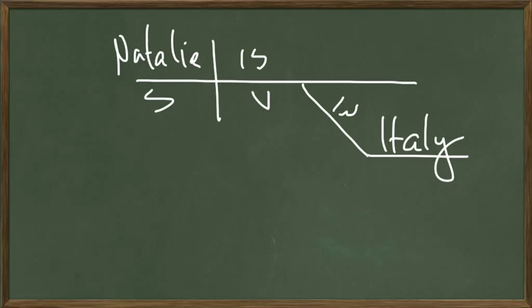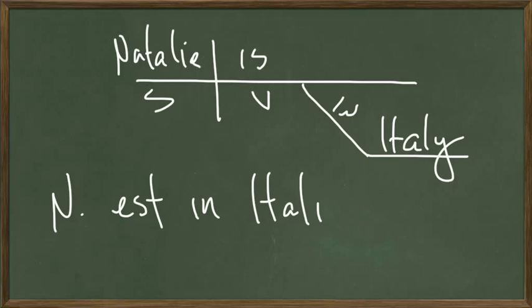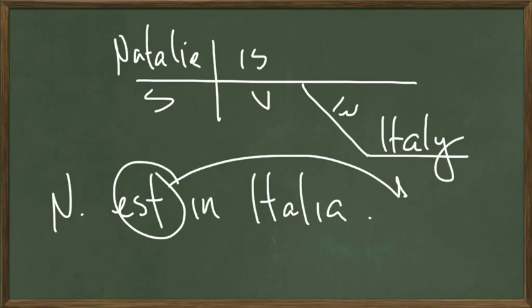So this sentence would be, Natalie est in Italia. And honestly, we would probably move the verb est to the end of the sentence. That's the way Roman word order preferred it. Natalie in Italia est. But for sake of instruction, we'll leave it alone here today, leave it in English word order, and we have Natalie est in Italia.